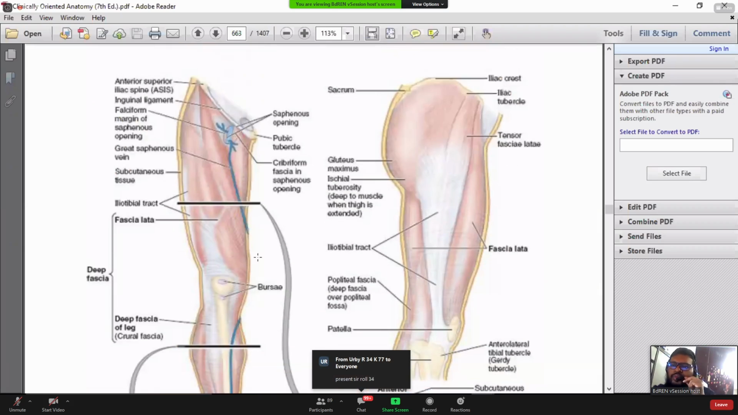Now come to the two points. One is superficial fascia, and another is deep fascia. The superficial fascia of the lower limb is continuous with the anterior abdominal wall. The superficial fascia, as it is in the anterior abdominal wall, has two layers: a superficial fatty layer and a deep membranous layer. The superficial fatty layer is continuous with the fatty layer of the superficial fascia of the lower limb, but the deep layer is continuous and gets attached to the deep fascia of the lower limb.